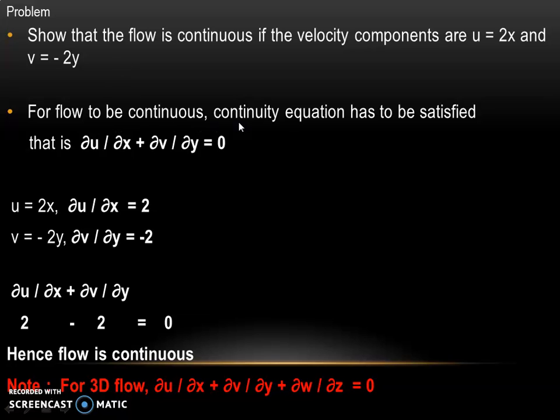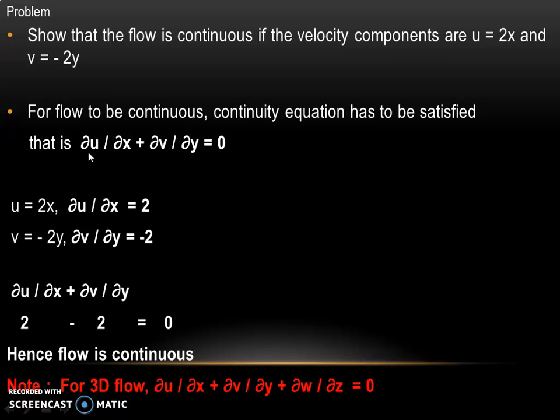For flow to be continuous, the continuity equation to be used is dou u by dou x plus dou v by dou y equal to 0. Here dou w by dou z is not considered, as the third velocity component w is equal to 0. So we will use the continuity equation only for two-dimensional flow.